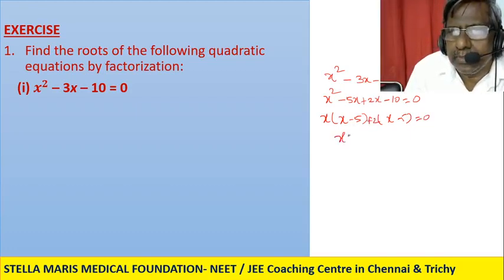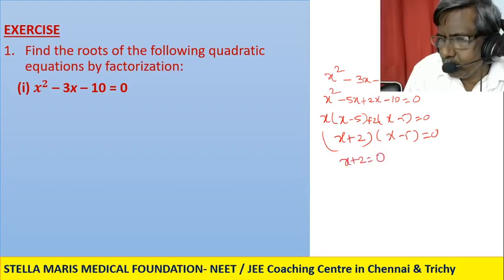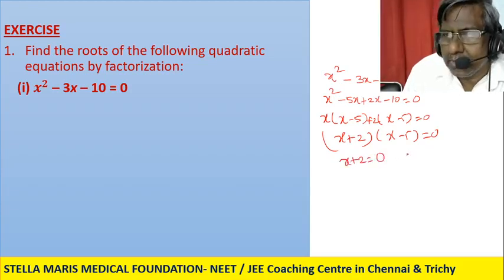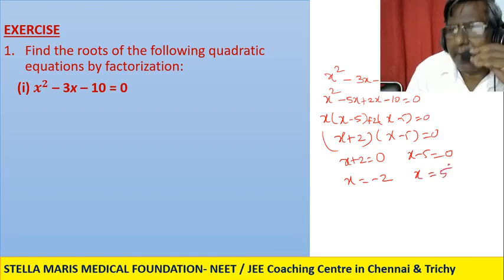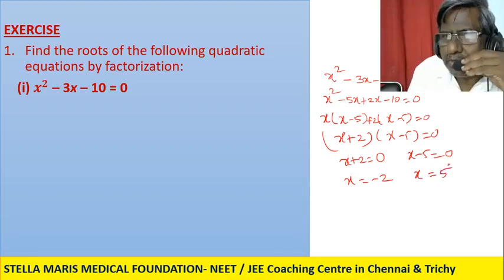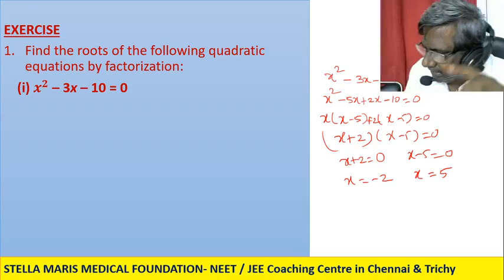So what are these roots? x plus 2 into x minus 5 is equal to 0. So either x plus 2 is equal to 0, or x minus 5 is equal to 0. Therefore x is equal to minus 2, and the other root is x is equal to 5. Now I want you to substitute and find whether it satisfies.